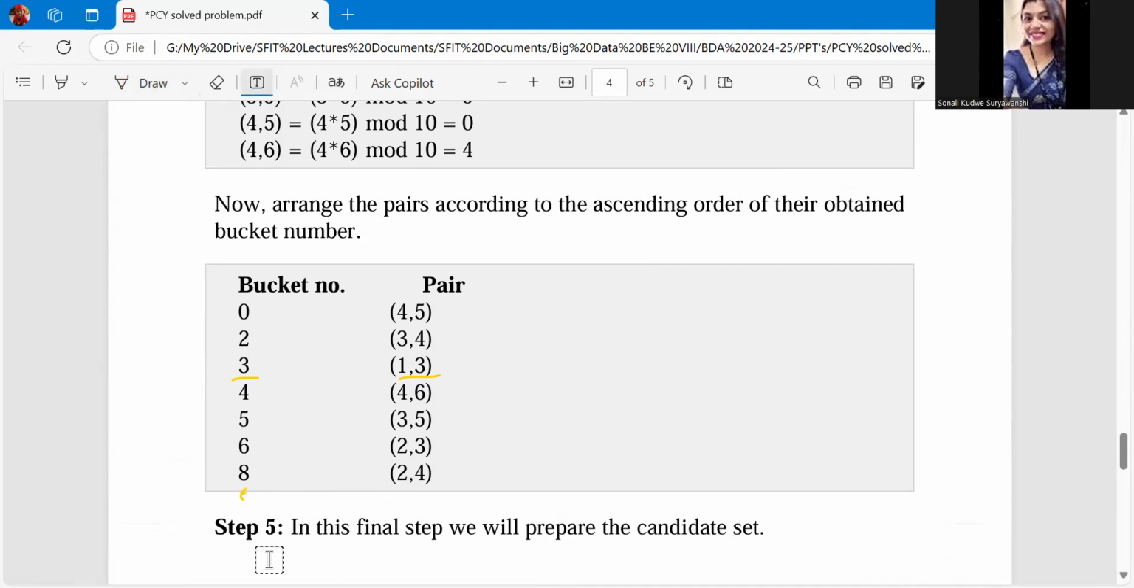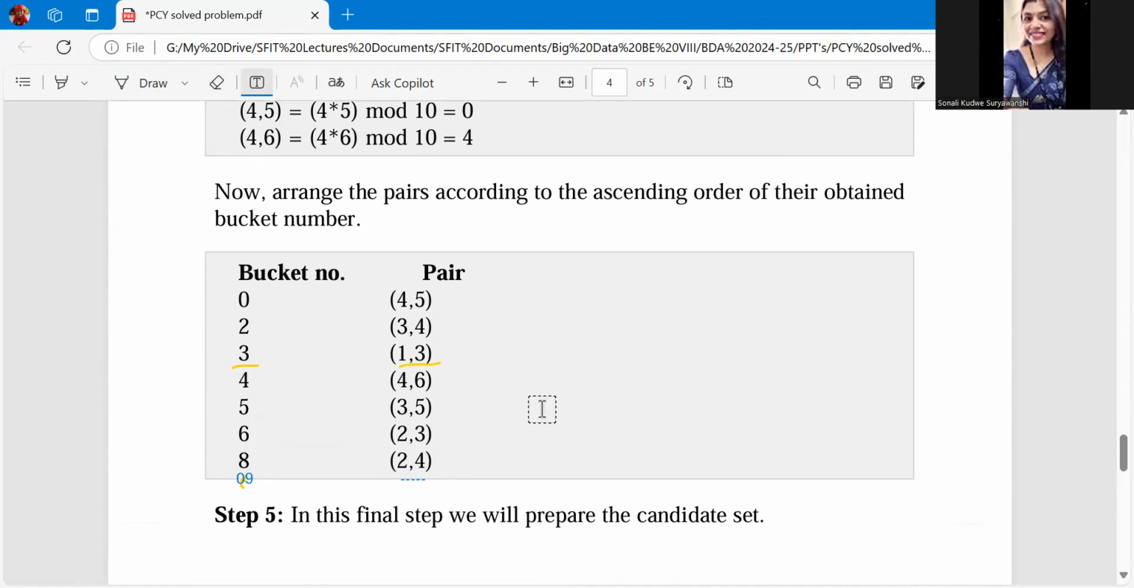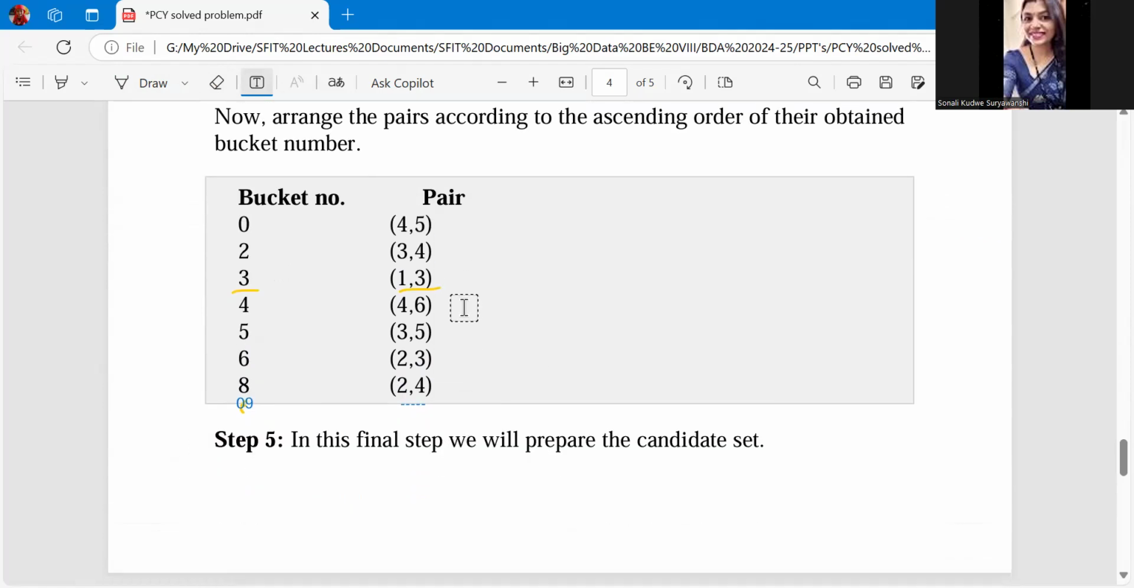Okay, so I'll just write here. It is 0 to 9. And then in 0 to 9, I think there is no bucket which is mapped, so it is simply dash. Okay, so we are only utilizing 0, 2, 3, 4, 5, 6, 8. These are the bucket numbers to which the pairs have been mapped. Now, a hash table does not store pairs. It just stores the frequent support count of that pair.